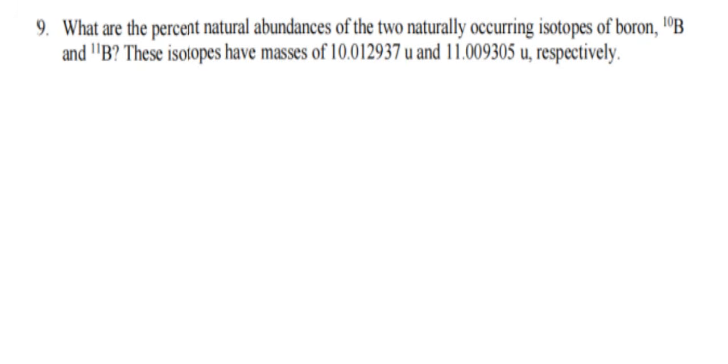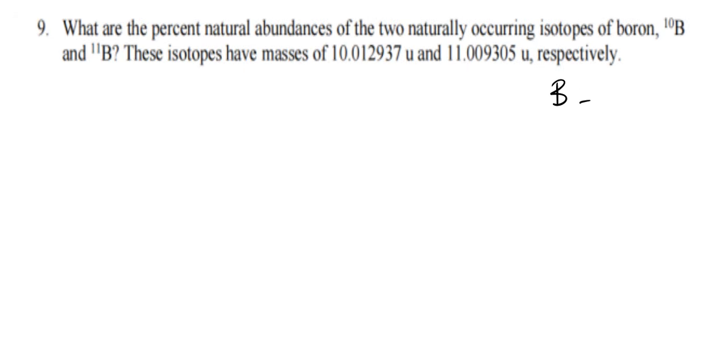So we have to first go to the periodic table. What is the average atomic mass from the periodic table? Boron on the periodic table is about 10.81 units. Now we need to find the natural abundances. So we're going to get the average, the formula.